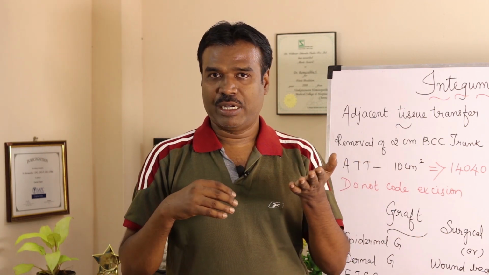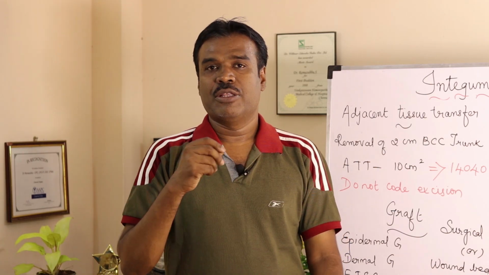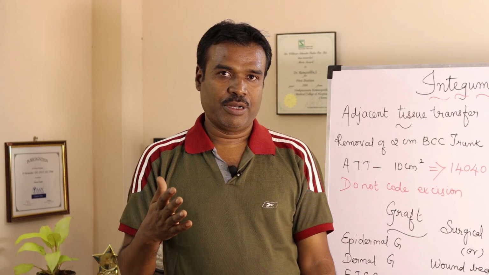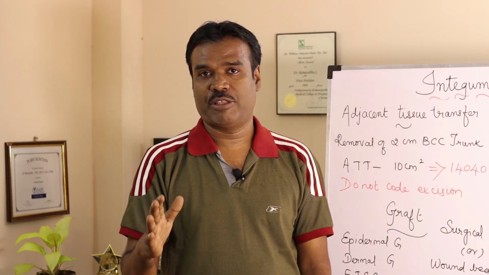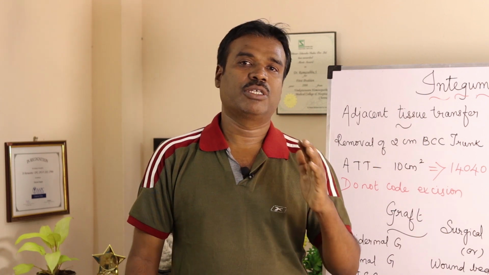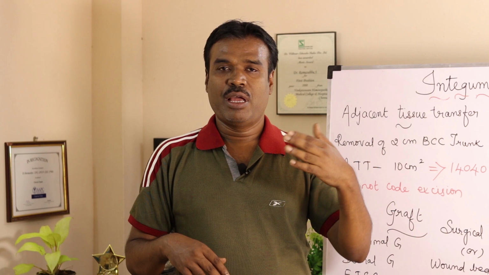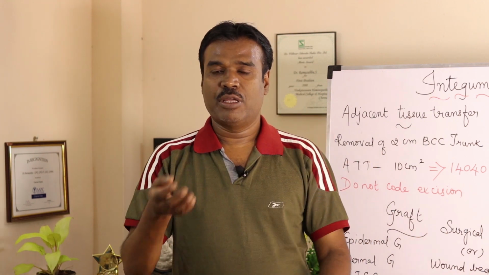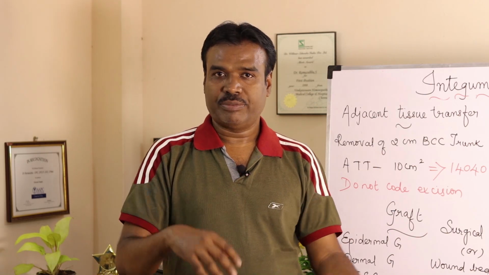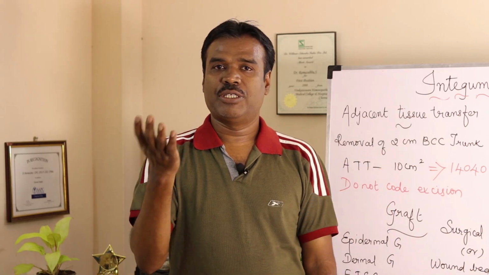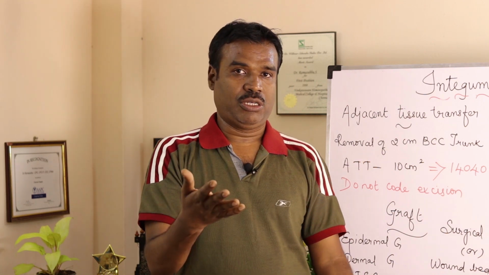So there is a primary defect after excision and then there is a secondary defect. At the end, we will have to report only the code for the adjacent tissue transfer. Do not report excision separately. So this is a specialty. Unlike other excisions, if it's going to be intermediate or complex, we will have to report the excision code separately and the repair code separately. Whereas here, the adjacent tissue transfer code bundles the excision code.